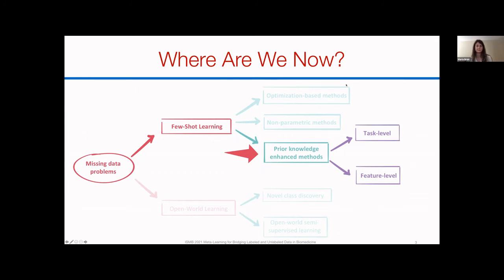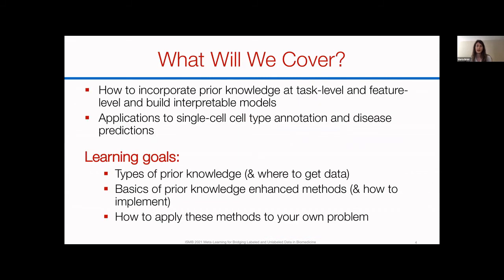So in the next part of the tutorial, we will explain how we can incorporate prior knowledge into few-shot learning methods. We will discuss feature level and task level prior knowledge, and we will show how we can build interpretable models by incorporating feature level prior knowledge.